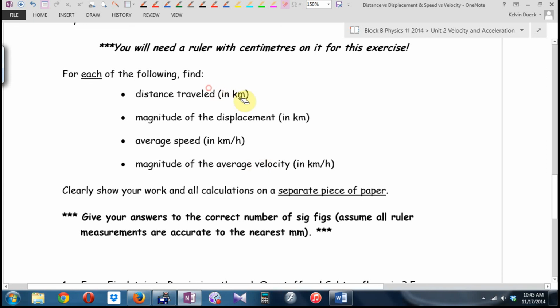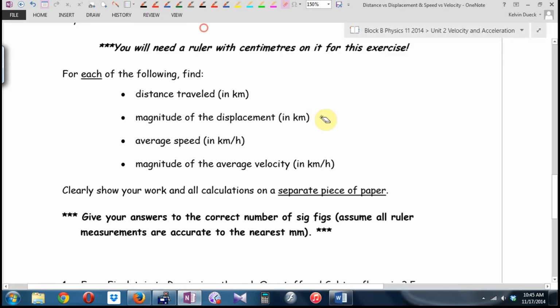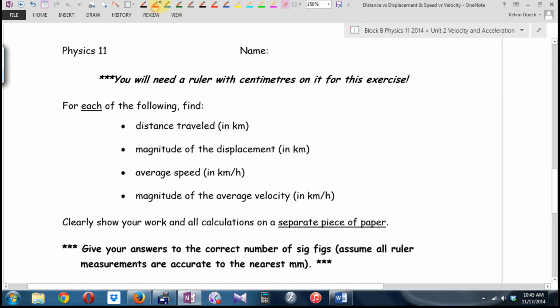So find the distance traveled, find the magnitude of the displacement. This is going to be using your ruler. This is going to be just adding.